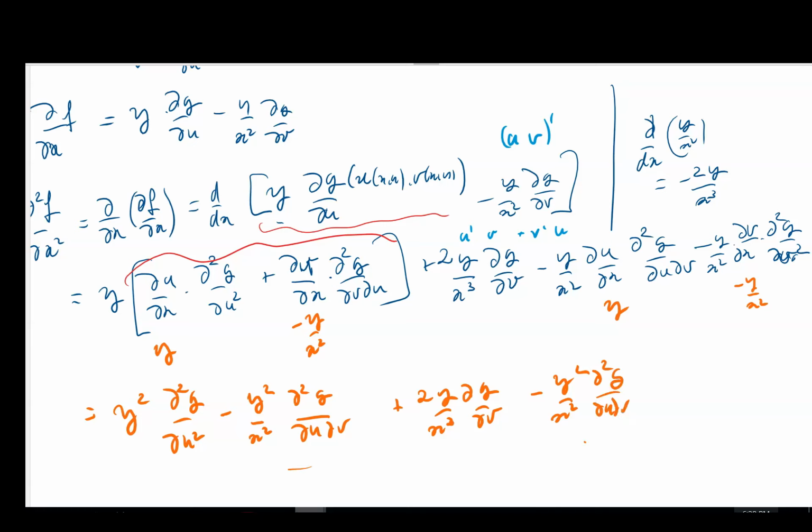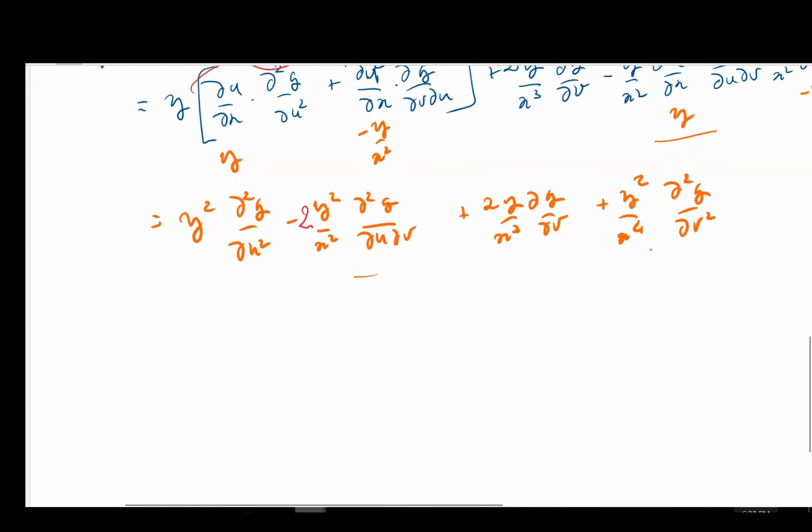Well, that's the same one as this one, so maybe I can put a 2 here and erase the one that I've just written here. Then what was that? That was this term. And then I've got the v² one, so plus y² over x⁴ d²g over dv². All right, so that was for my first partial derivative of the second order.